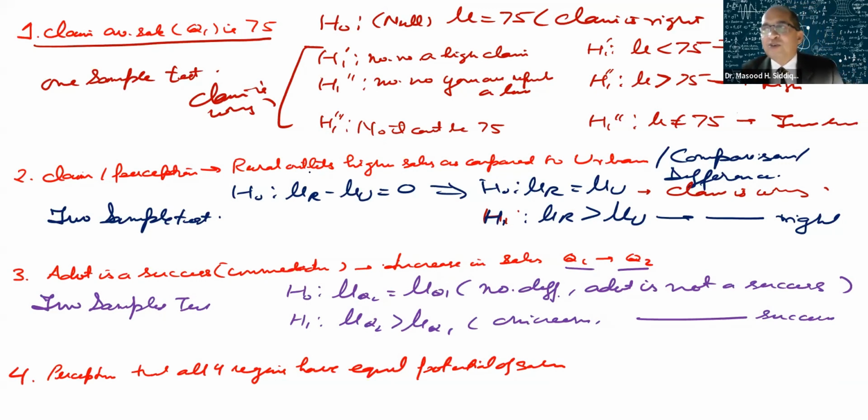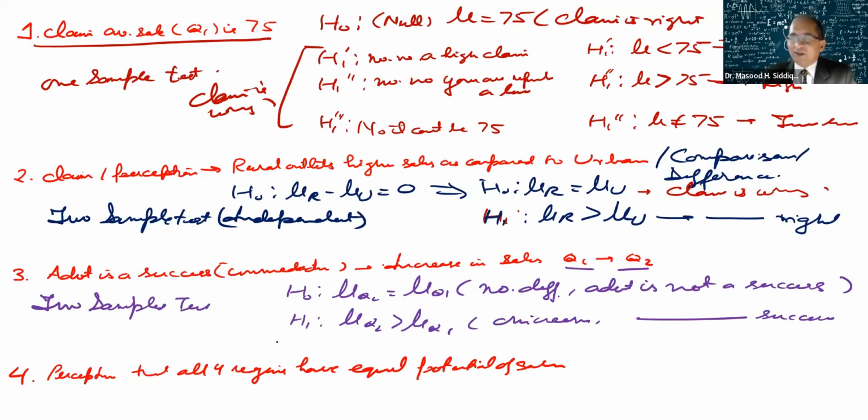Here, the units that belong to one sample, the rural outlet, may not belong to the urban outlet. So two samples are being drawn independently. The two samples are different from each other, right? So this is known as a two sample or two independent sample test.